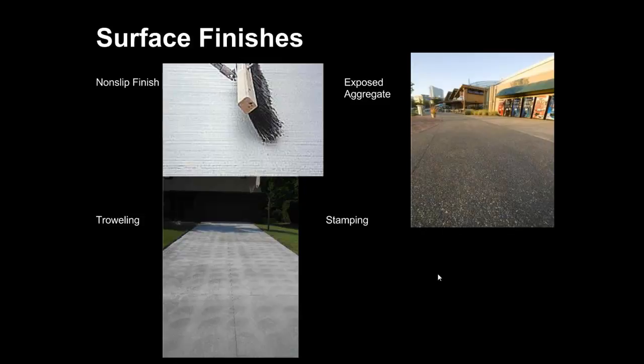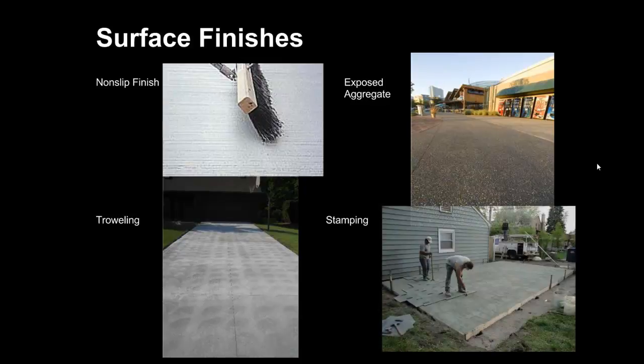Exposed aggregate, which is basically just aggregate in the surface, and you can see this downtown. You'll see the aggregate shining. It'll be like little pebbles and rocks that reflect light. It's very pretty. Stamping is basically just giving the illusion that it is not concrete. Basically making it look like bricks or maybe rocks.